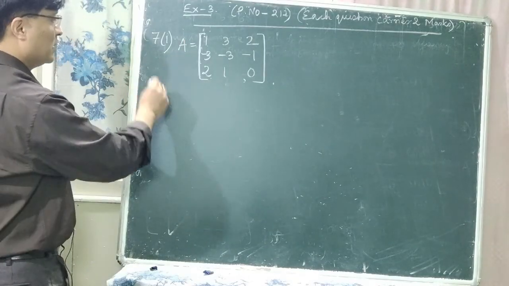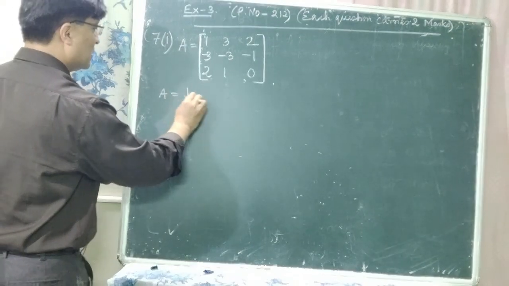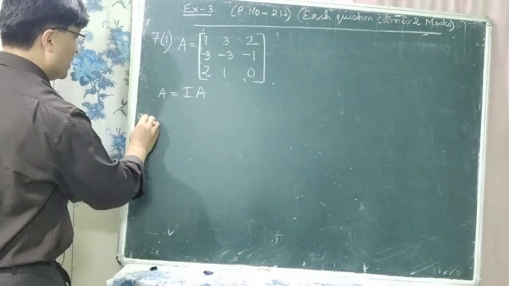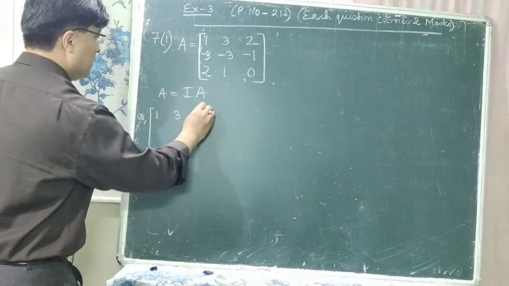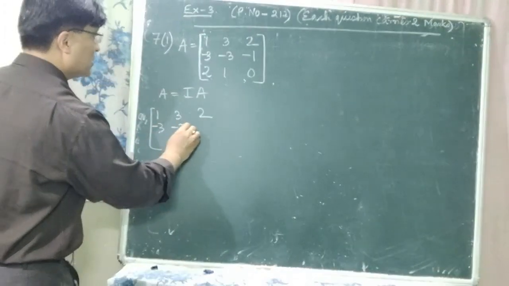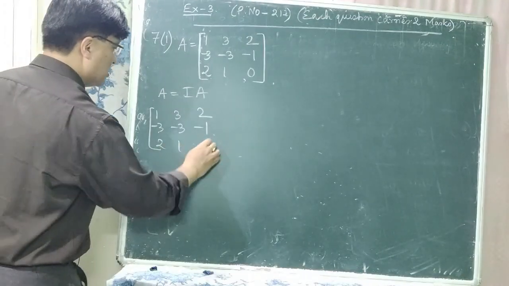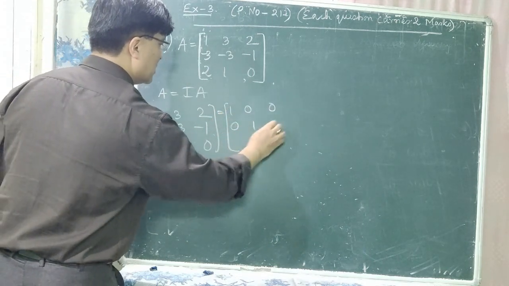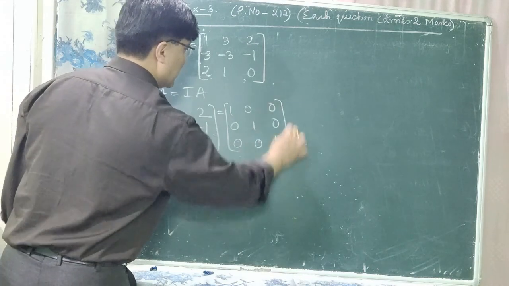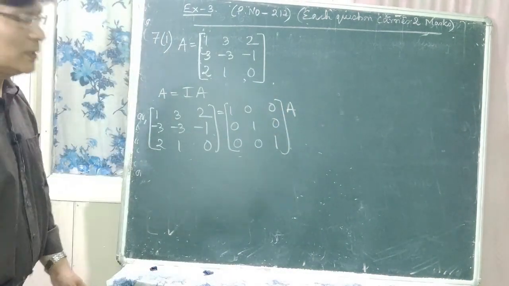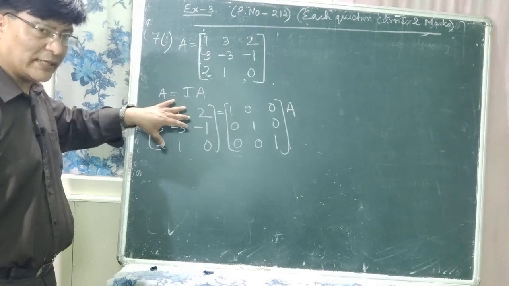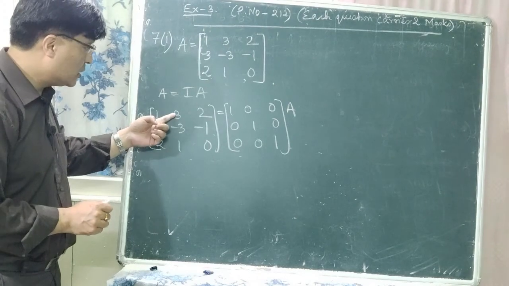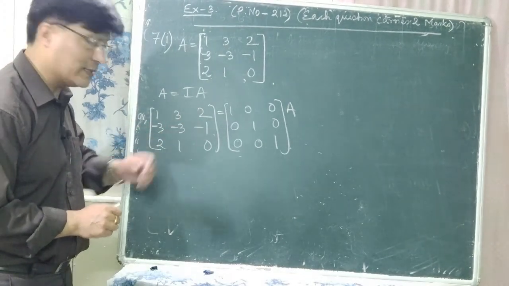So first of all you have to write down the formula, that is A is equal to IA. What is A? 1 3 2, minus 3 minus 3 minus 1, 2 1 0 is equal to, what is I here? 1 0 0, 0 1 0, 0 0 1. Then you can write here A. So you have to change this matrix into identity matrix. That means you should get here 1 0 0, 0 1 0, 0 0 1, right?